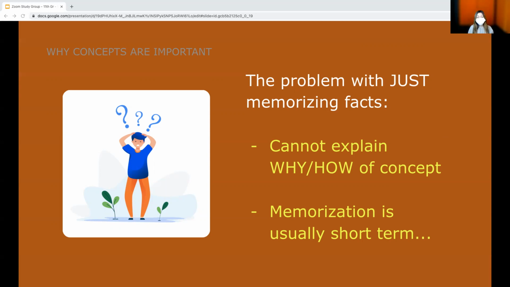Besides that, moving to the first bullet point, facts don't explain the why and the how. So I could tell you 1 + 1 = 2, but can you answer why 1 + 1 = 2? It takes more of your logic to explain that, more of your own interpretation and understanding of the fact that 1 + 1 is equal to 2.